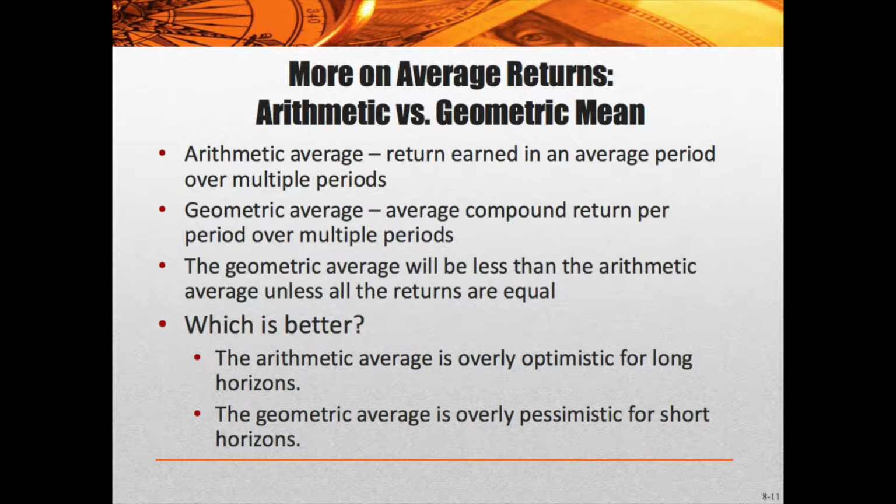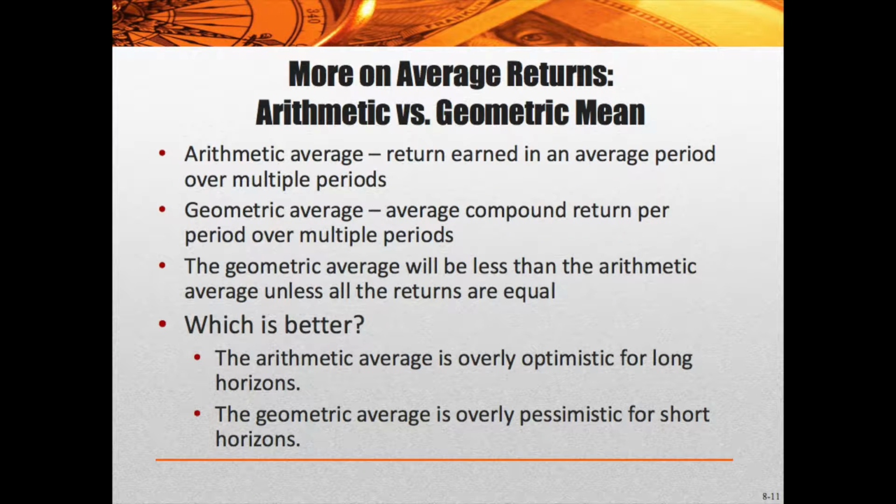The geometric average will be less than the arithmetic average unless all returns are equal. So, that means there's a little difference in them. So what are we going to do? Of course, we're going to do both. We're going to do arithmetic averages and geometric averages so we can look at both. Which one's better? Well, the arithmetic average is overly optimistic for long horizons, and the geometric average is overly pessimistic for short horizons. So as I said, we're going to do both, and that will give us a bracketing, or a way of looking at how our returns have fared over time.